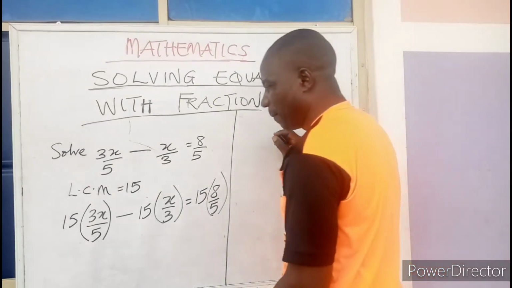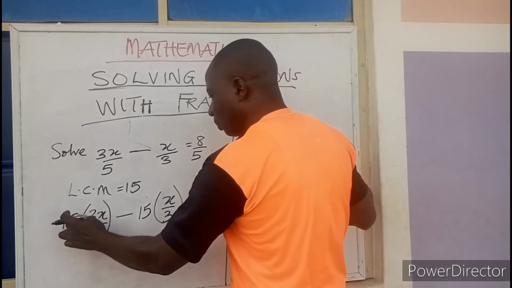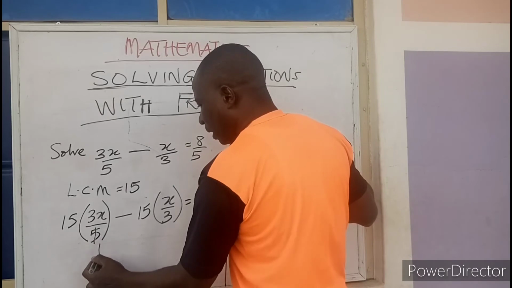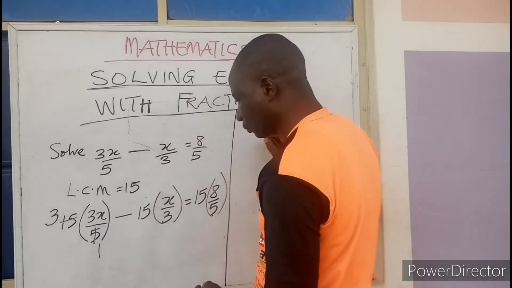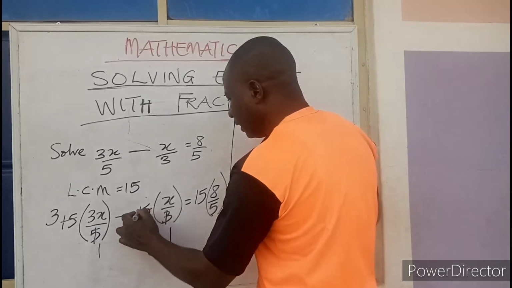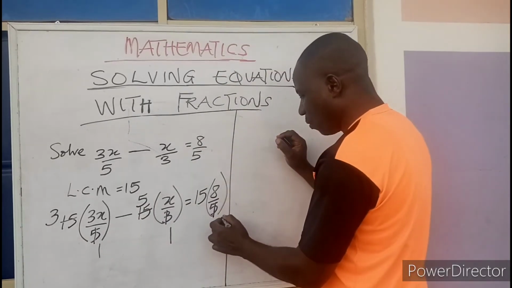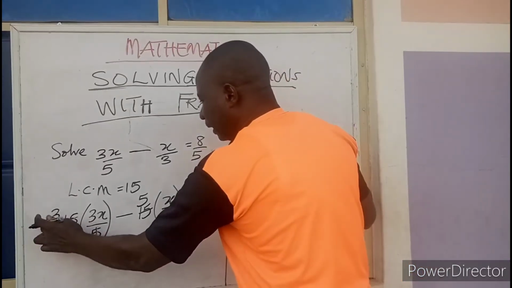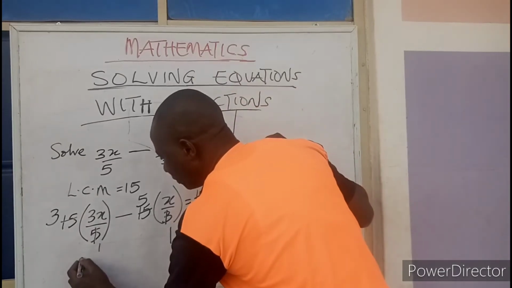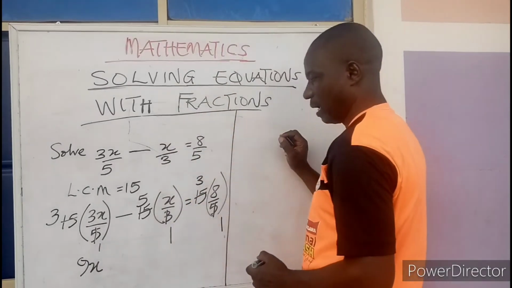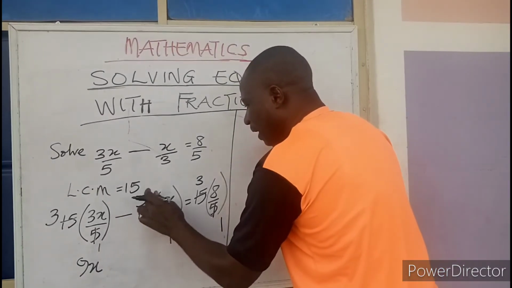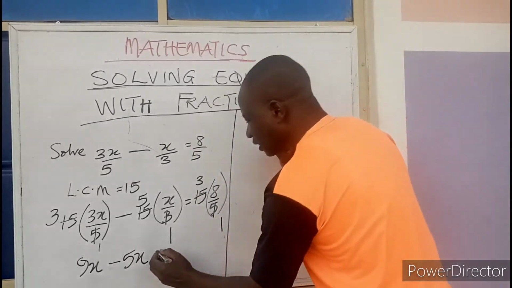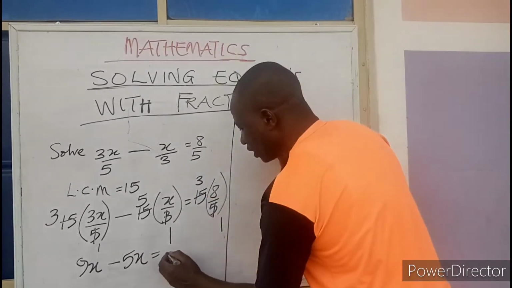Good. Now, since I'm having multiplication and this division, it's very easy for me to cut. 5 here, 1. 5 here, 3. 3 here, 1. 3 here, 5. 5 here, 1. 5 here, 3. Well, let's multiply. 3 times 3x. That is going to give me 9x. I'm done with that. Minus 5 times x, minus 5x, is equal to 3 times 8, that's 24.